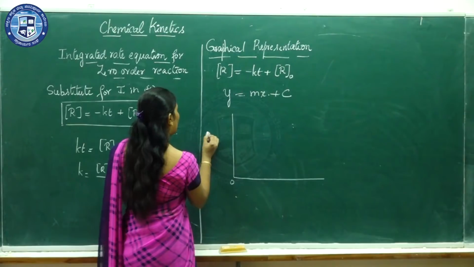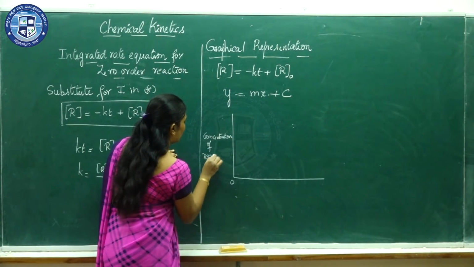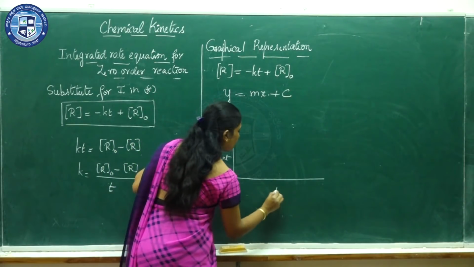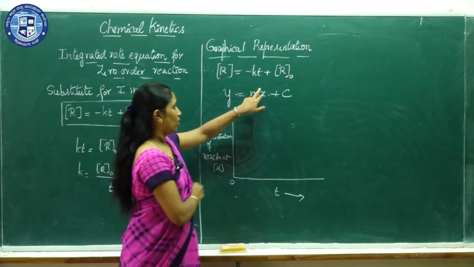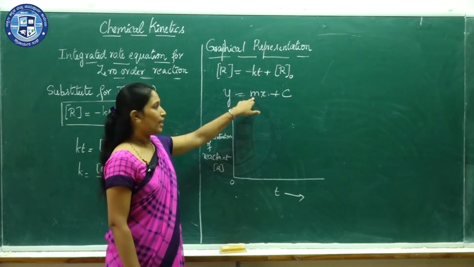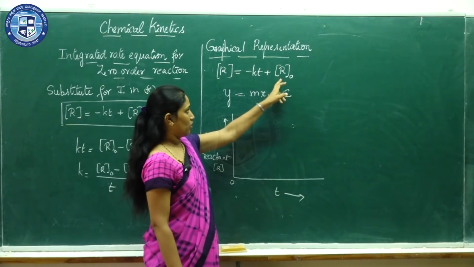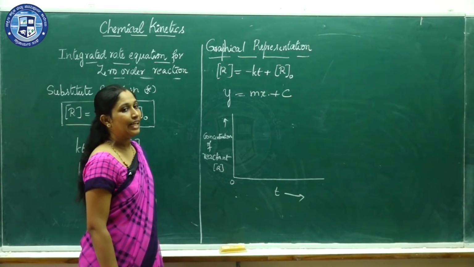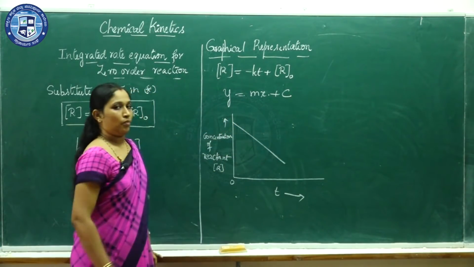Here I will take concentration of the reactant, that is nothing but R, and here what I am taking is time. Okay, so when you do this, what happens? See here, slope is negative. Okay, m corresponds to slope. Slope is negative, and you have an intercept also here. This refers to intercept. So what you will be getting is a decreasing line, like this, with a negative slope.